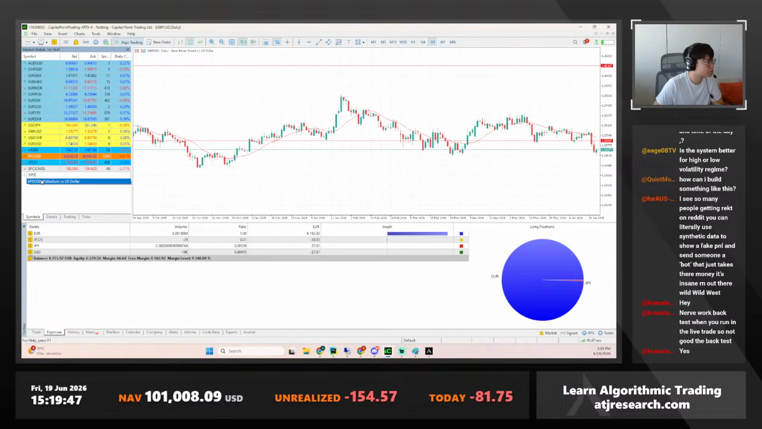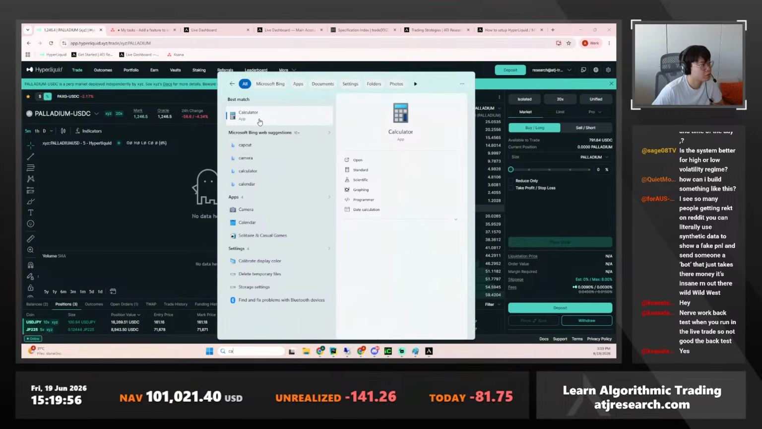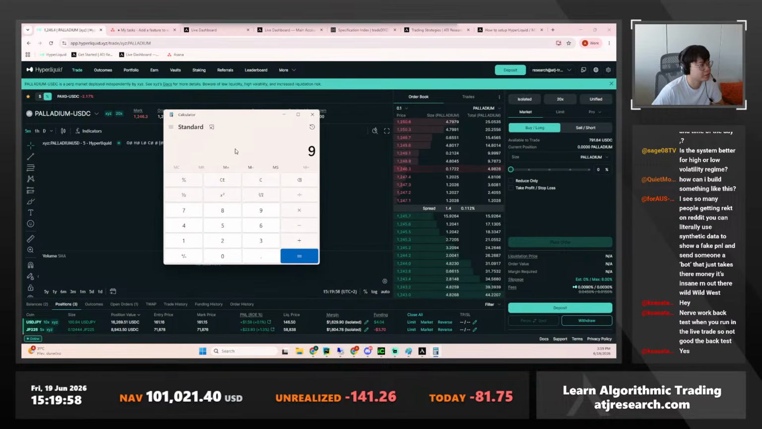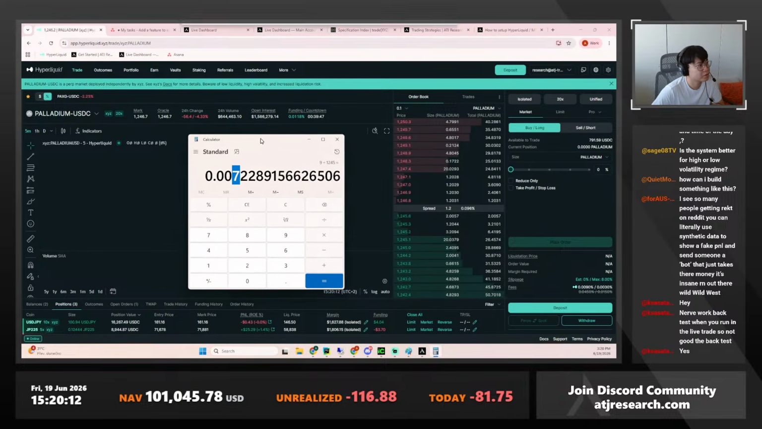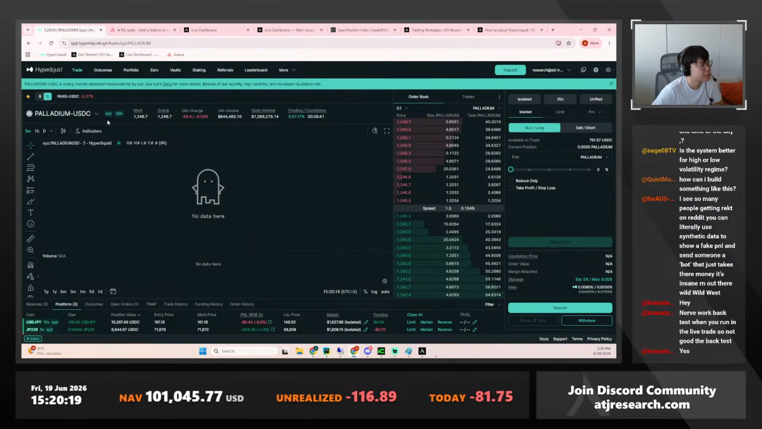XPD/USD. Yeah, it costs $9 to open a trade on Palladium, right? So how much is that in percentages? So $9 divided by 1,245. That's 0.7%. So how long would it take us to make that back? Yeah, quite long actually. Too expensive.